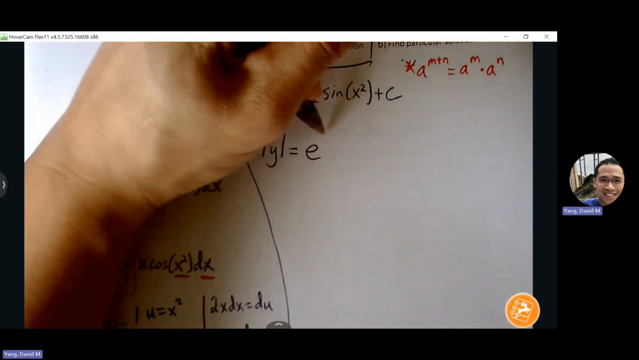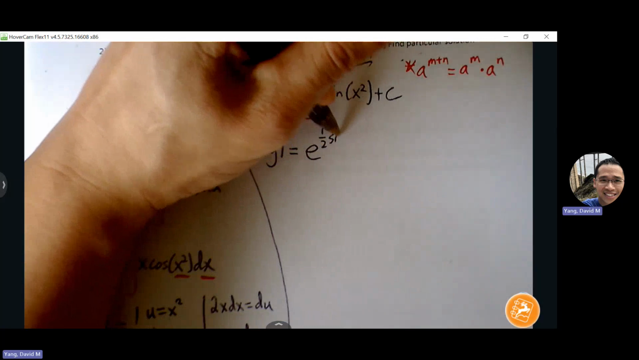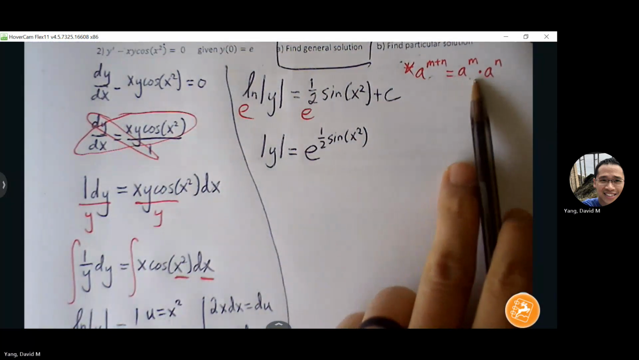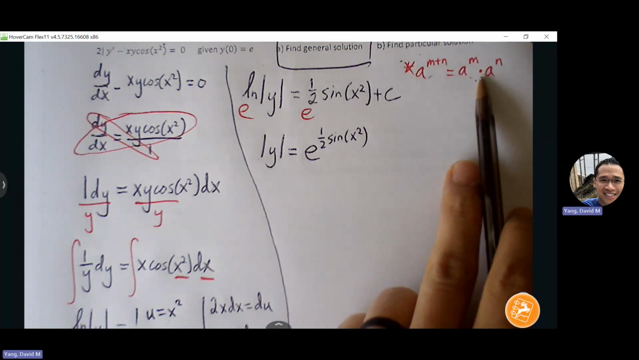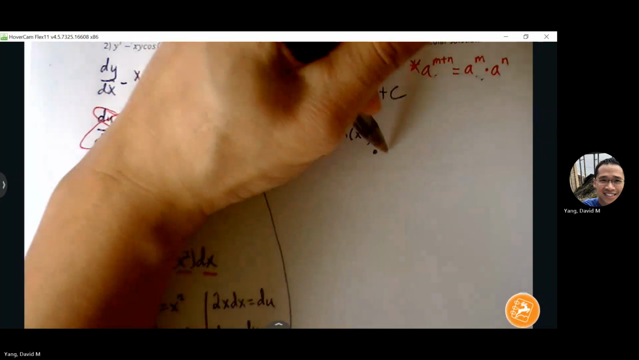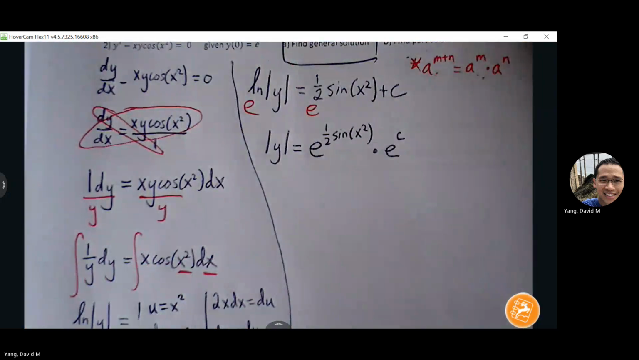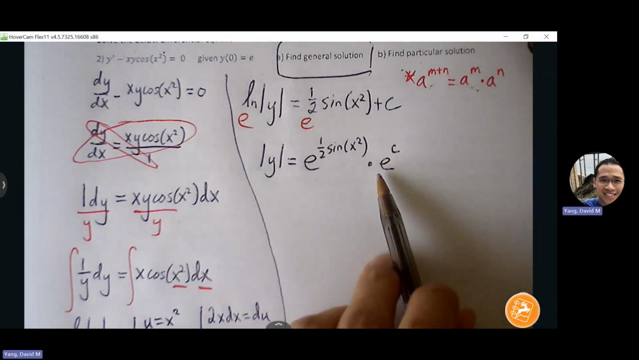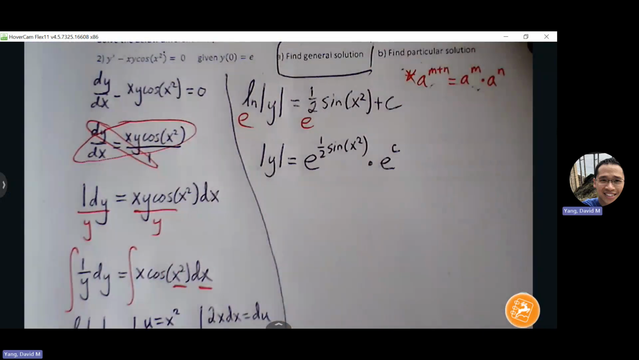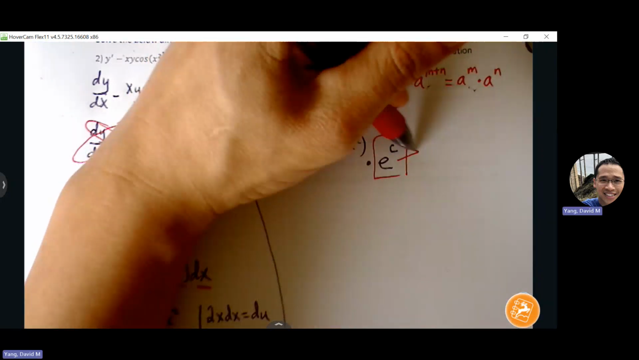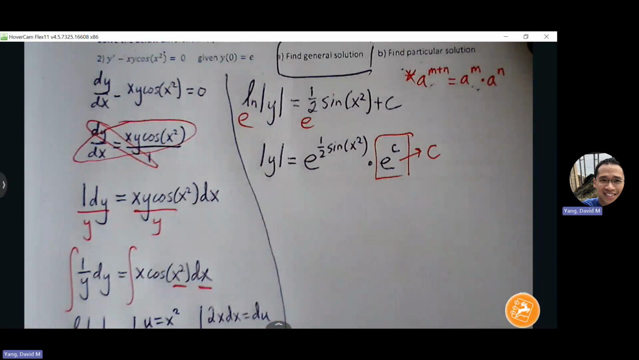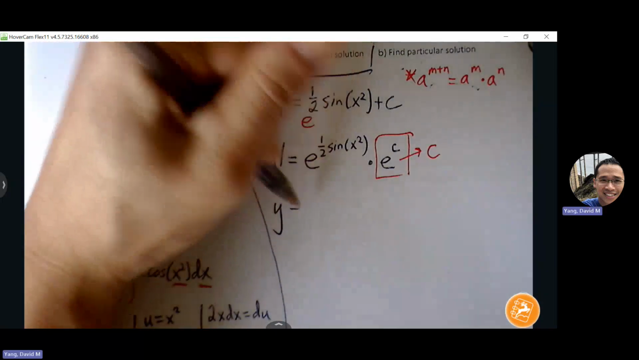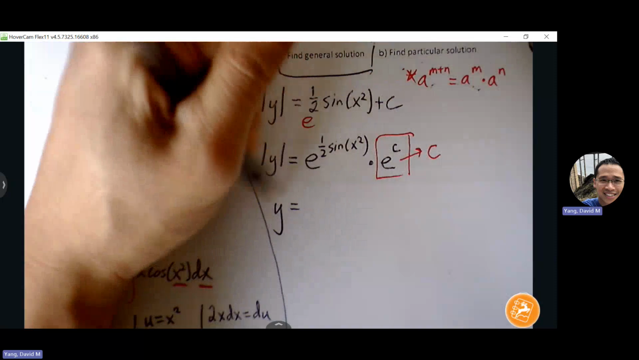So I have e to the 1/2 sine x squared. What's the operation? Times. Okay, right, times e to the c. And then we know e to the c is just one big constant c that's being multiplied, and we can push that in front. We can drop the absolute value. The c will absorb the plus or minus from the absolute value.